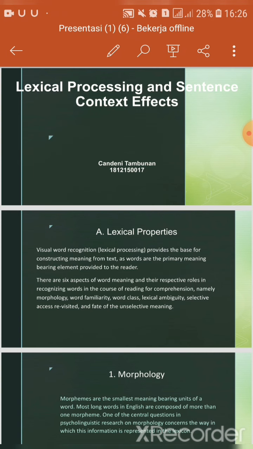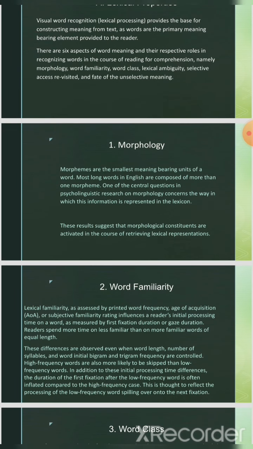Visual word recognition, or lexical processing, provides the base for constructing meaning from text, as words are the primary meaning-bearing element provided to the reader. There are 6 aspects of word meaning and their respective roles in recognizing words in the course of reading for comprehension. Namely, the first is morphology.